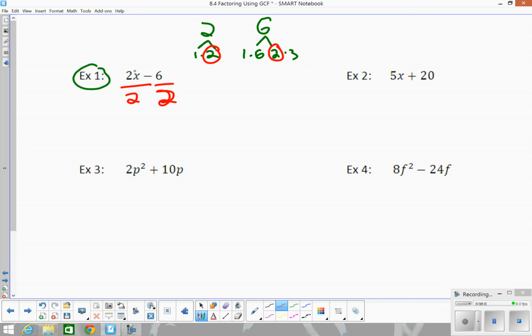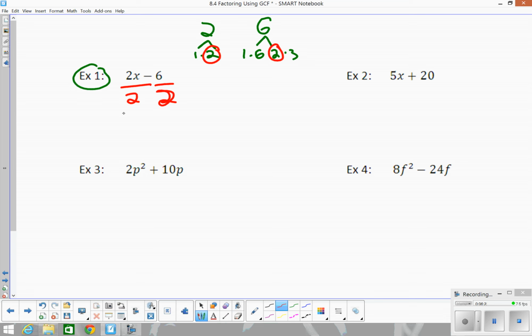Now, let's look at the variables here. I have an x here and then I have no x here. If only one of my terms has an x, then I can't pull out an x from both terms. I could only pull it out from one term, which means they don't have something in common. So in this case, 2 is my only greatest common factor.